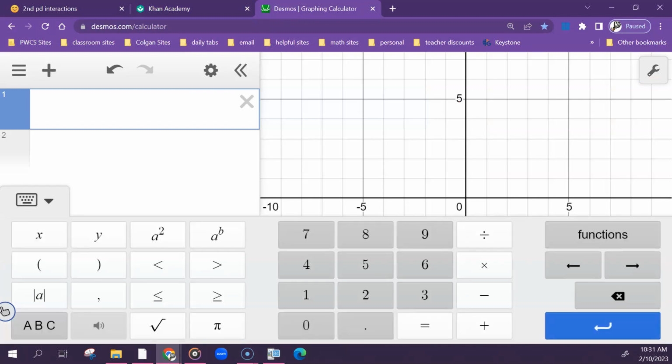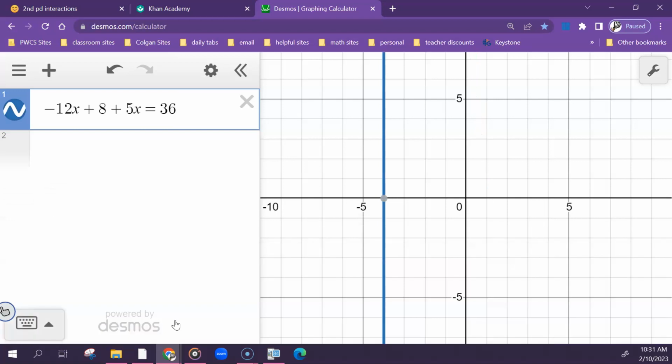My keyboard is not there earlier. Negative 12x plus 8 plus 5x equals 36. So as you type that in, it's going to give you what your x equals. Find that line, find that point. So x should be negative 4.